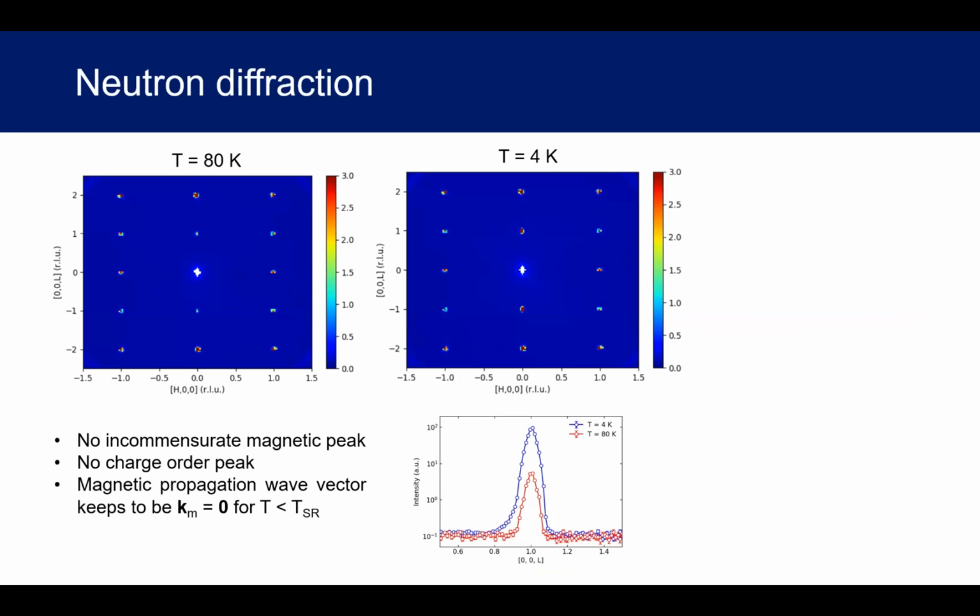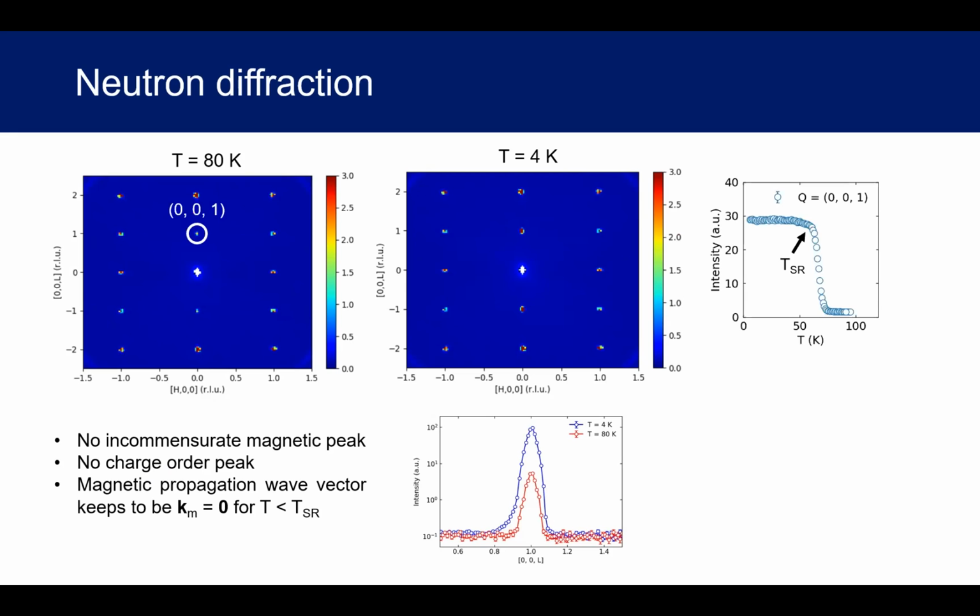To study the detailed magnetic structure, we use a neutron diffraction technique. Here is the two patterns, this one is above the spin rotation temperature TSR, and this one is below it. We can see overall these two patterns are quite similar. There is no incommensurate magnetic peak and no charge order peak appears below the spin rotation temperature. But if we check the temperature dependence of this 001 peak, we can see that the intensity of this peak suddenly drops at the spin rotation temperature.